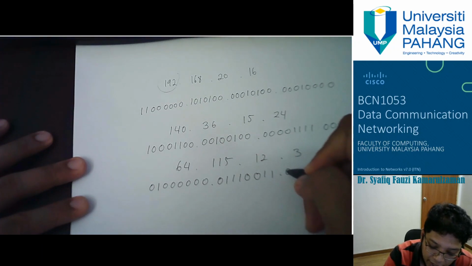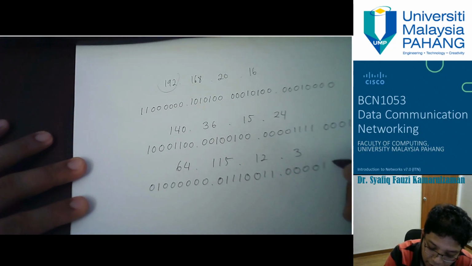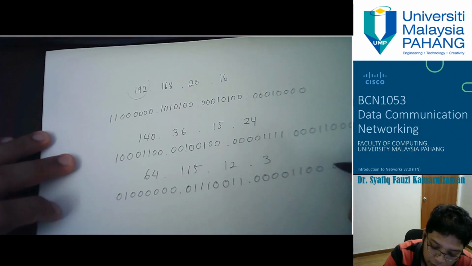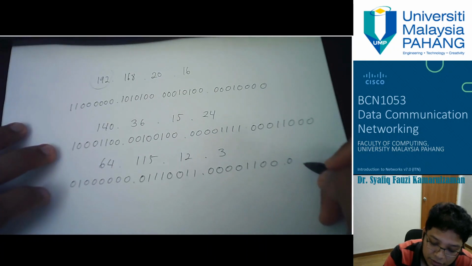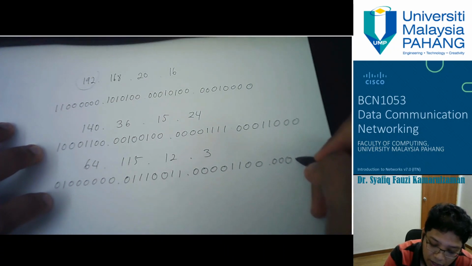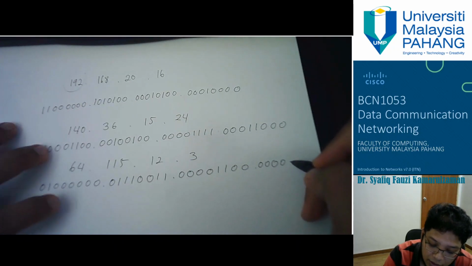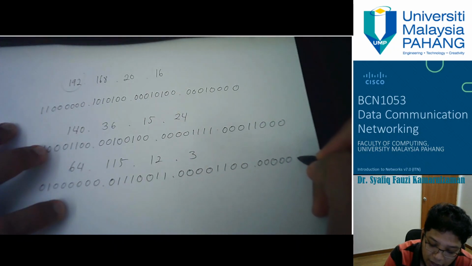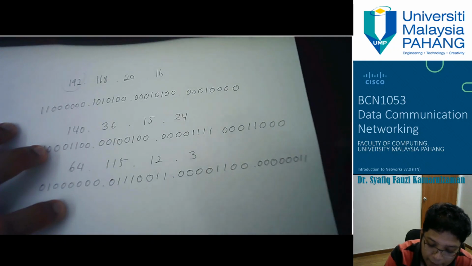For 12, you don't have 128, you don't have 64, you don't have 32, you don't have 16. You have an 8, you have 4. Okay, you don't have 2, and then you don't have 1. Okay, finally 3, you don't have 128, 64, 32, 16, 8, or 4. You have 2, and then you have 1.